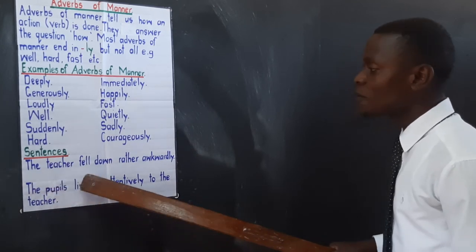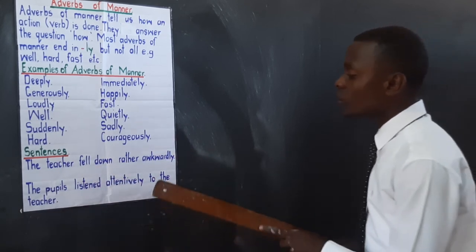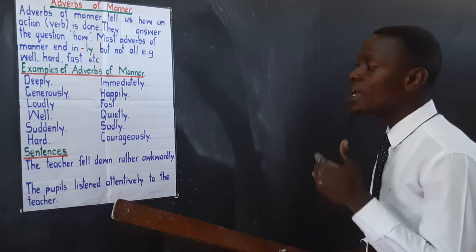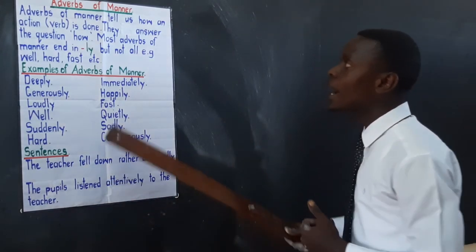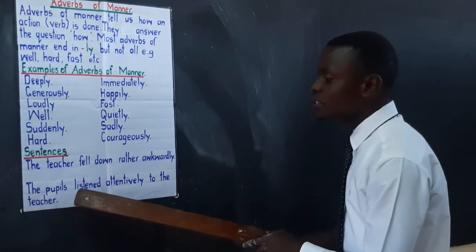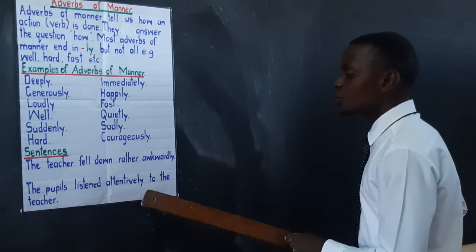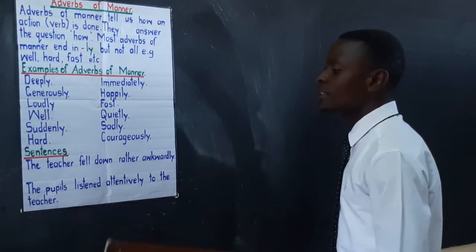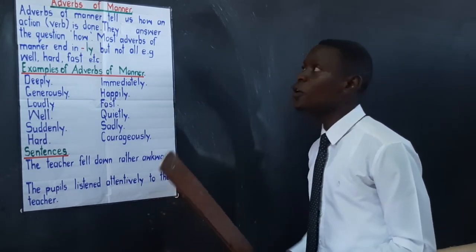We have, the teacher fell down rather awkwardly. And we said the word awkwardly is an adverb of manner because it is telling us how the teacher fell down. It is describing how the teacher did what? Fell down. Then the other sentence is, the pupils listened attentively to the teacher. The word attentively is describing how the pupils listened. Where? To the teacher.